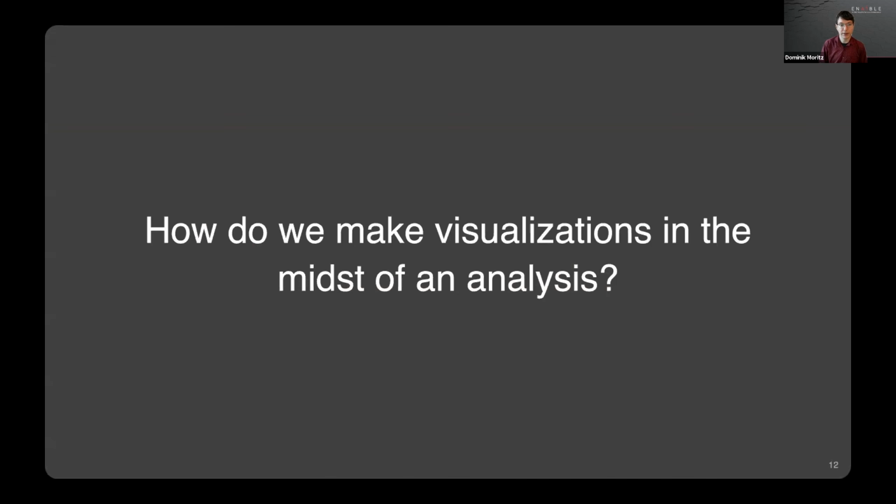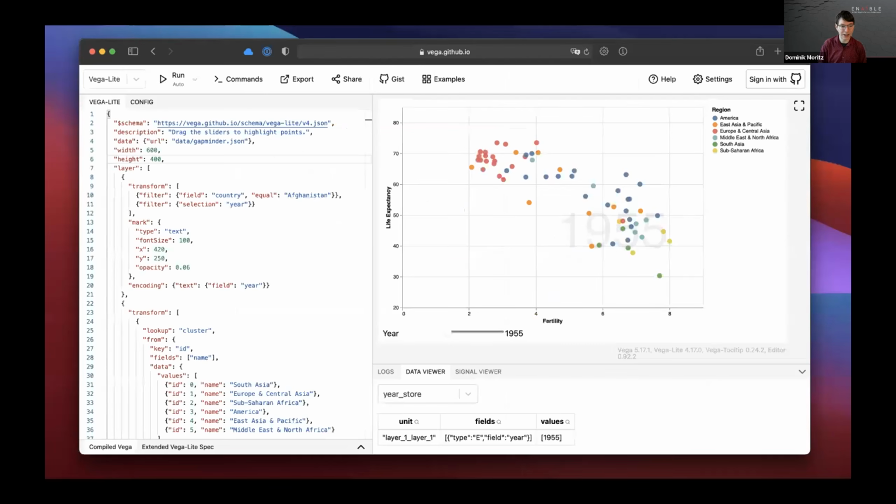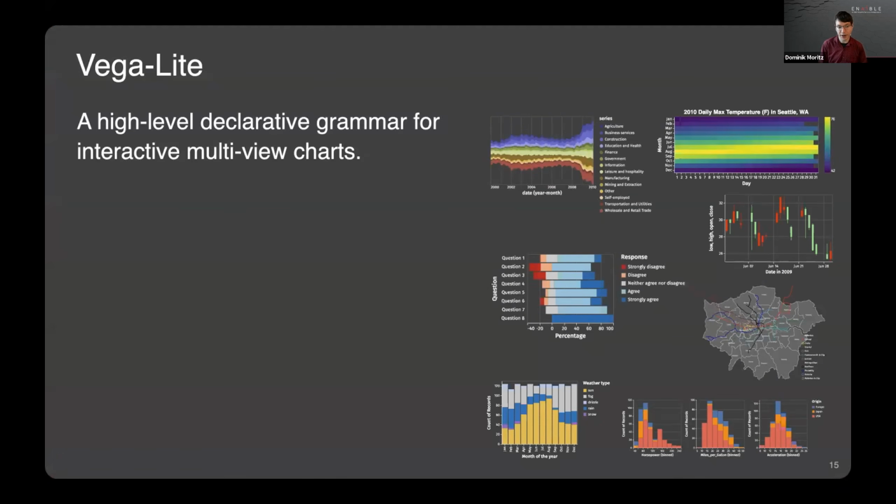So how do we make visualizations in the midst of an analysis? Well, you could use tools like Vega Lite that we mentioned earlier to actually make the visualization that I showed you at the beginning of this talk. So the visualization I made in an online editor that my colleagues and I built. And this is the editor for this language, Vega Lite, which is a high-level declarative grammar for making visualizations.